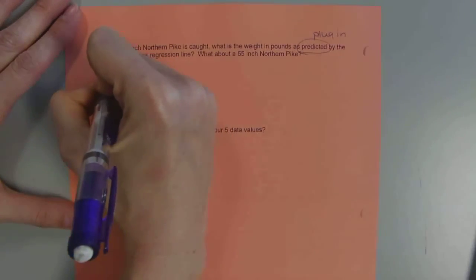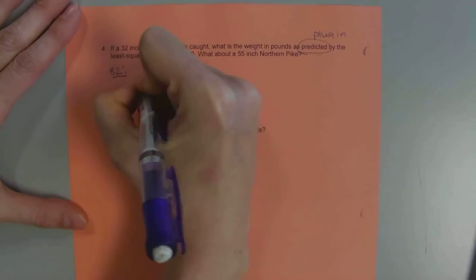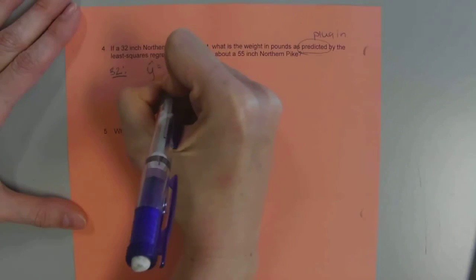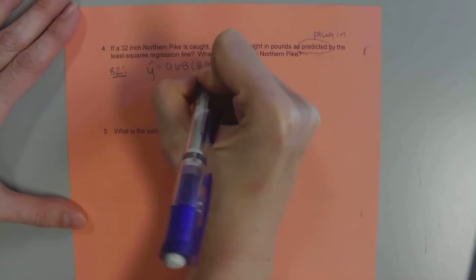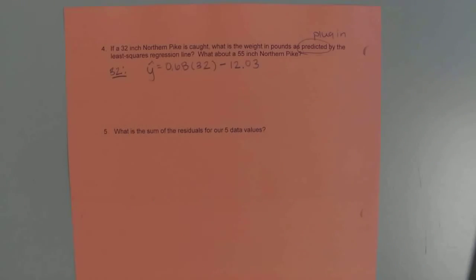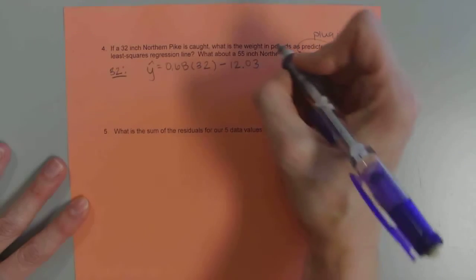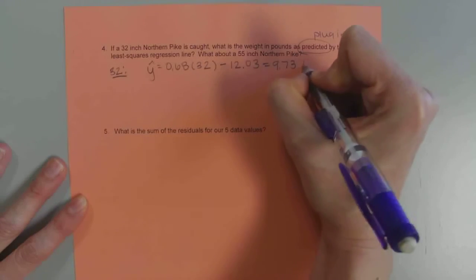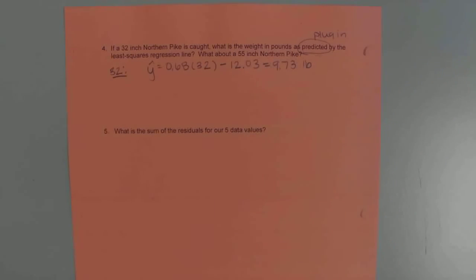Predicting means plug in. So we're going to use y hat for the 32-inch. y hat equals 0.68, and then minus 12.03, okay? So what is our x? Our x was the length in inches, so I plugged in 32 for my x. Just shove that in your calculator, 0.68 times 32 minus 12.03, and we'll get a rough idea of how much this fish weighs, 9.73 pounds, okay? So say anything under 10 pounds you have to throw back. So we'd have to throw back this fish, all right?